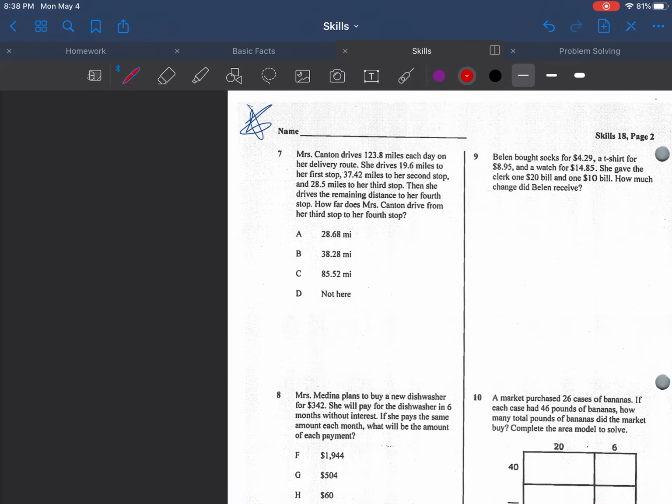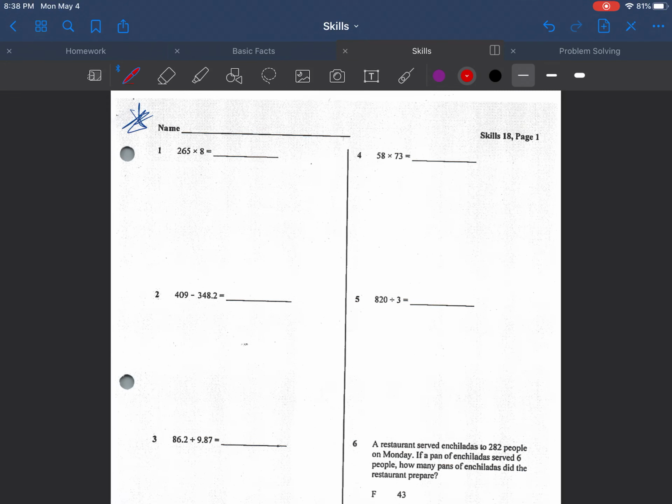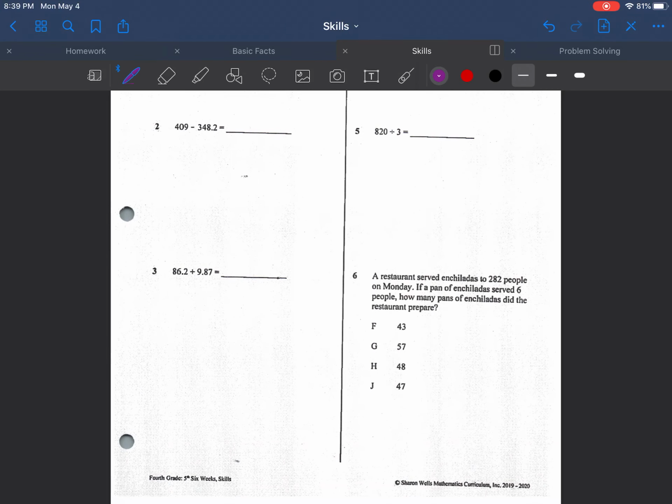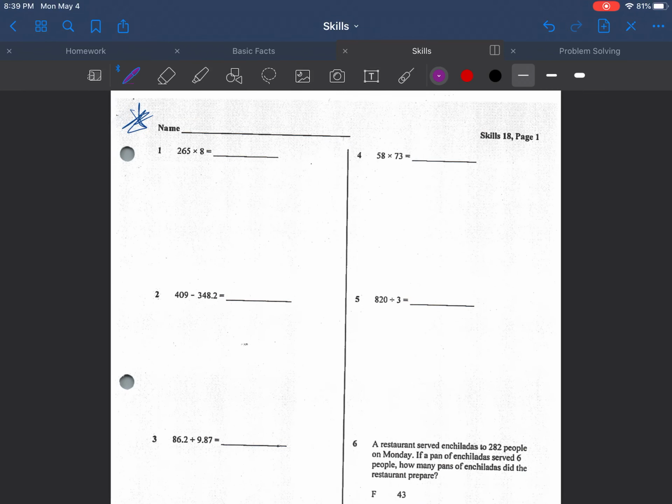And we're going to go to skills 18, page 1. Right here. 18, page 1. Sorry. So for the skills 18, page 1, it's kind of like the one we did yesterday. But this one, you guys still get to practice more multiplication. We have subtraction, division, a little bit of everything.